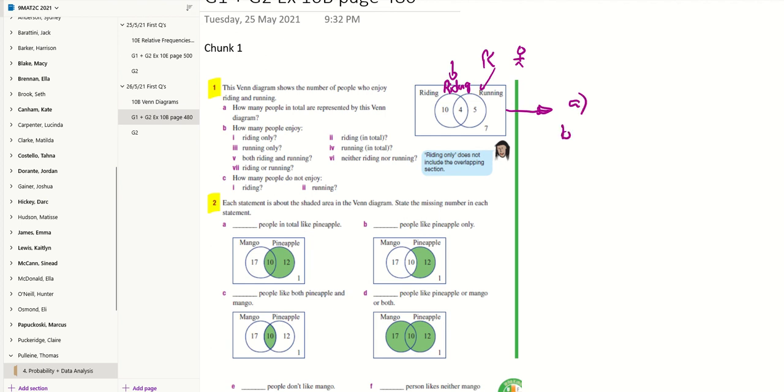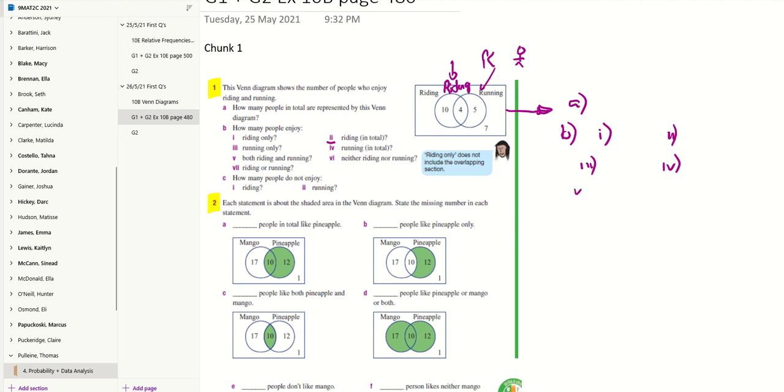Now B, it's asking us for how many people are enjoying. So one is riding only. Remember, riding is the left circle, riding only. Next one is riding in total. So it's the total number of people that enjoy riding. Our next question is running only. Where is the number for those people that like running only? And then our next question is running in total. Remembering the right-hand circle is our running one.